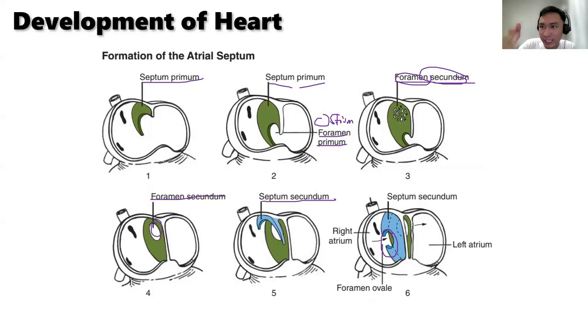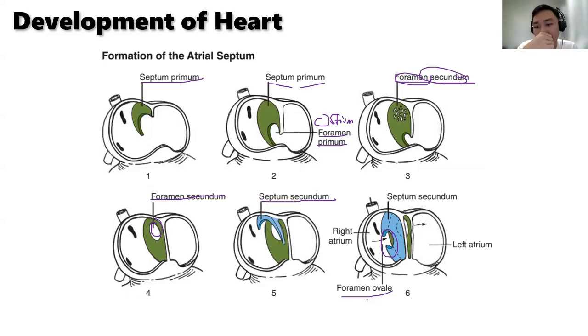Your septum secundum, the second septum that formed, also has an opening. That opening in the septum secundum, together with the foramen secundum, gives you two openings that become like a tunnel, forming what we call your foramen ovale. Again, the opening left in the septum secundum and the foramen secundum form a tunnel opening called your foramen ovale. And that allows blood to flow directly from the right atrium to the left atrium. This is very important because later we will see something.